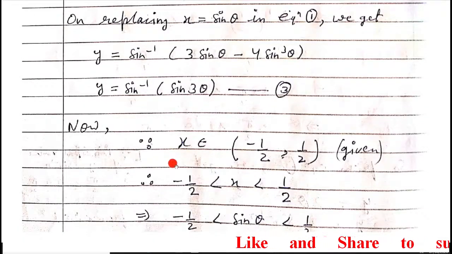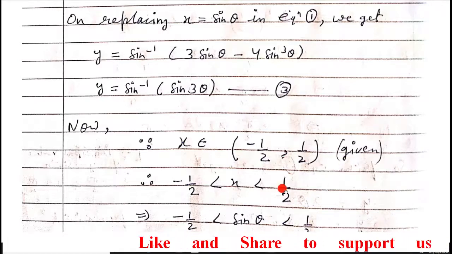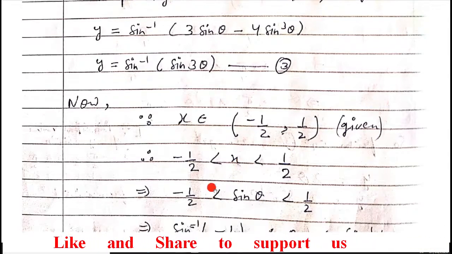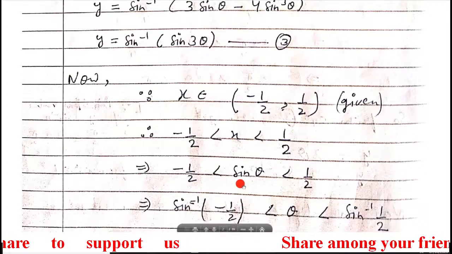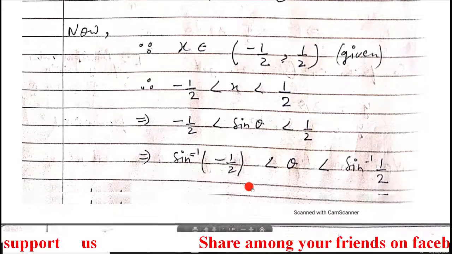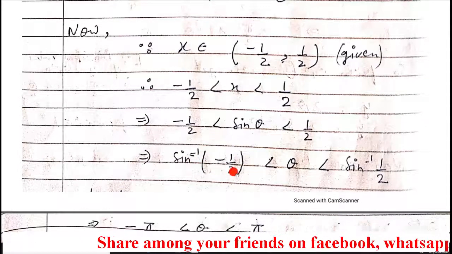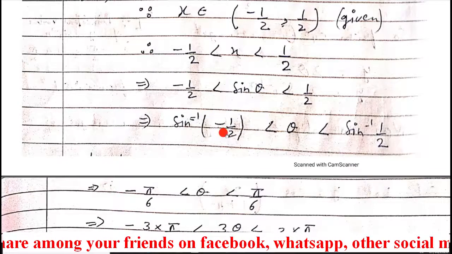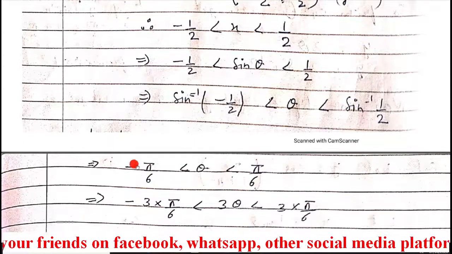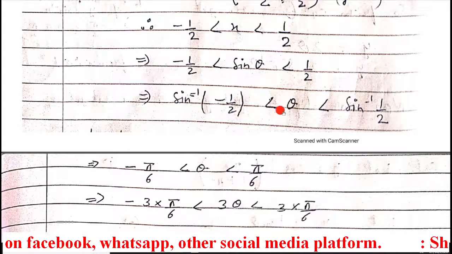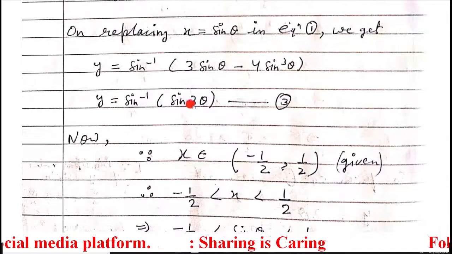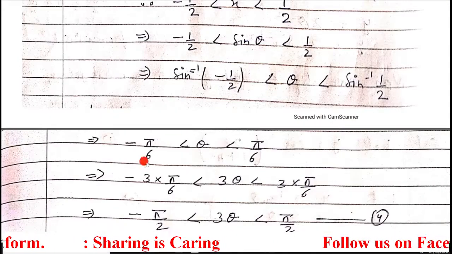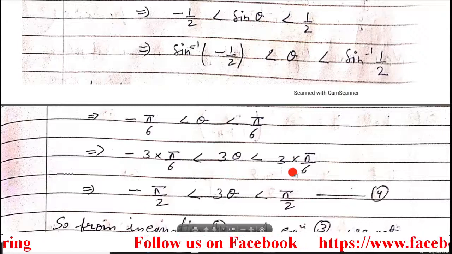So we write here that x belongs to this open interval given to us. So its meaning is this. Now x we had assumed as sine theta, that's why x will be replaced here by sine theta. Now take sine inverse on the complete inequality, that will give you this. Now sine inverse of 1 upon 2, and you know that sine of pi upon 6 is 1 upon 2, that's why its value is going to be minus pi upon 6, this theta as it is, and its value is plus pi upon 6. Now since we have 3 theta here, multiply this complete inequality by 3. So it will give you minus pi upon 2, 3 theta, and pi upon 2.